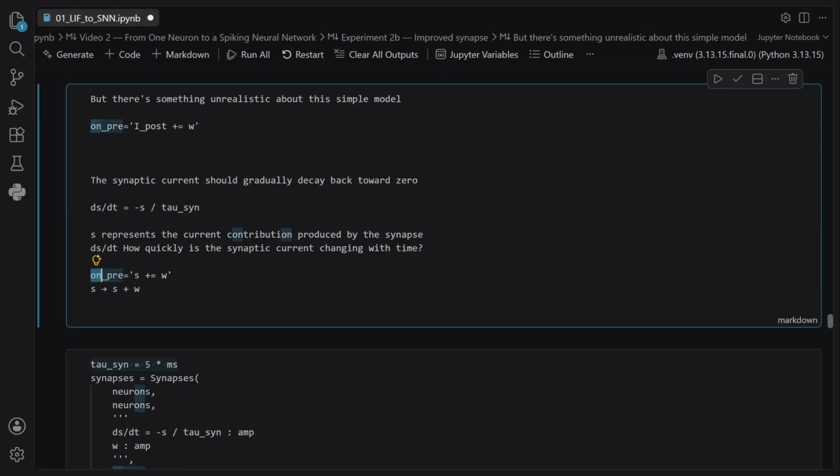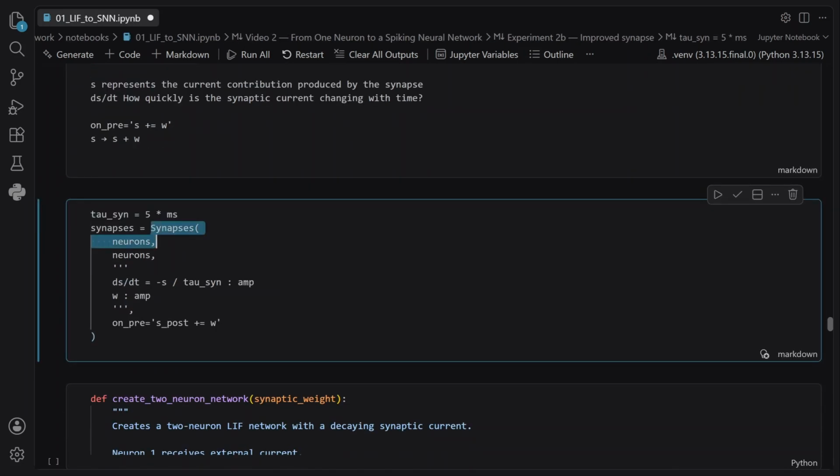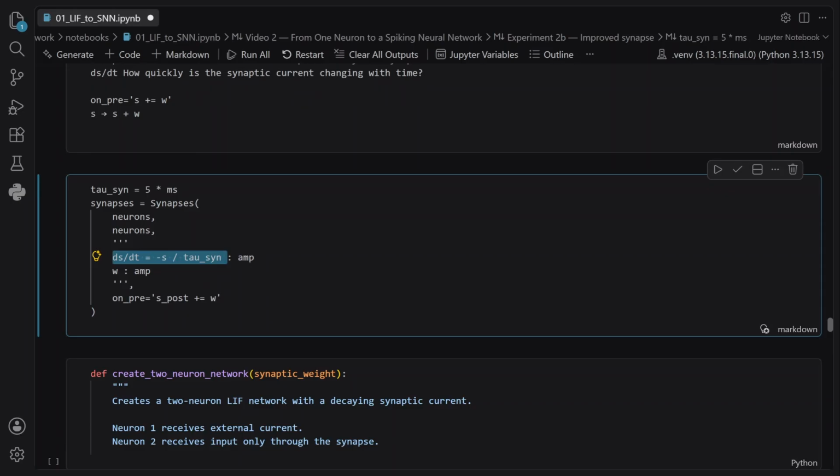Our new equation would look something like this. Instead of using I post, I will use F to represent the current contribution. Every time there will be a W factor added to F, and as time goes by, we will have some factor of S decaying naturally. We'll add this in our synapses portion. This is how it was before. We added this little thing here. This will have S decaying naturally, and everything else remains the same.